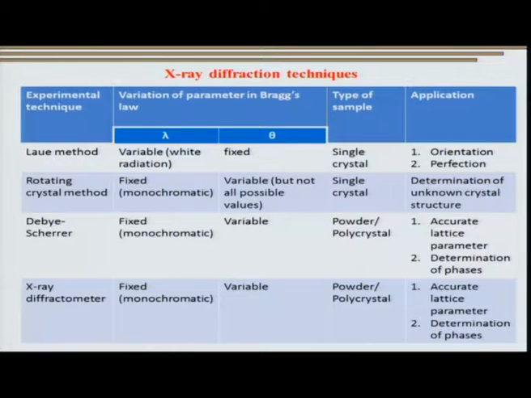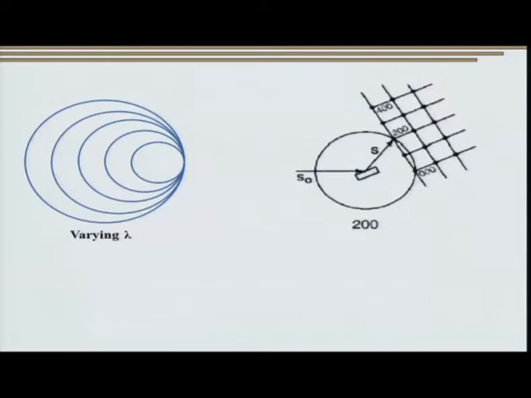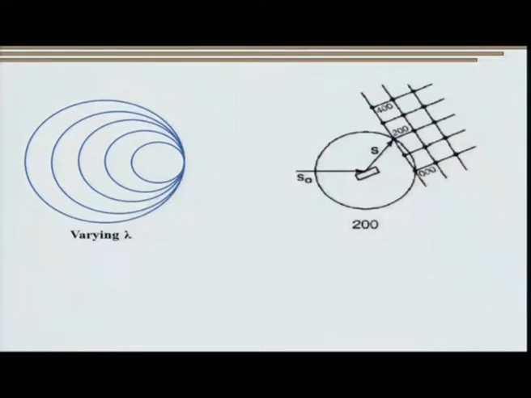Now, the white radiation essentially ensures that we have an Ewald sphere with varying radius. This essentially ensures that the chances of the Ewald sphere meeting some part of the reciprocal space or reciprocal point is much higher, and hence the probability of diffraction increases. Particularly, this is very important for single crystalline materials wherein the diffraction condition is very stringent.